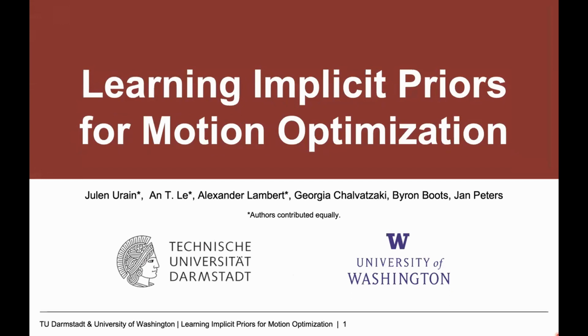I'm happy to introduce our work on learning implicit priors for motion optimization, a joint collaboration of Technical University of Darmstadt and the University of Washington.